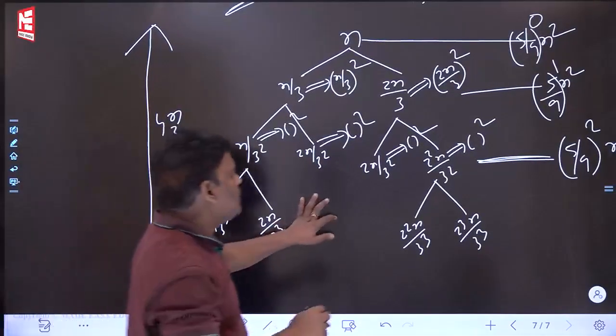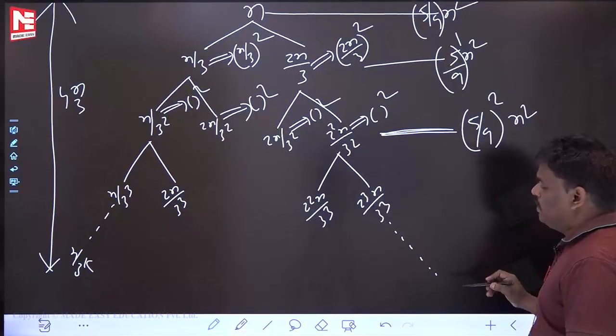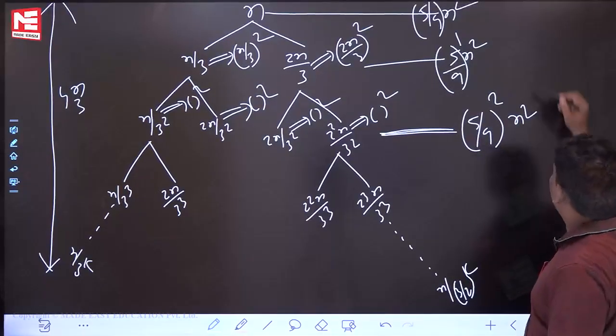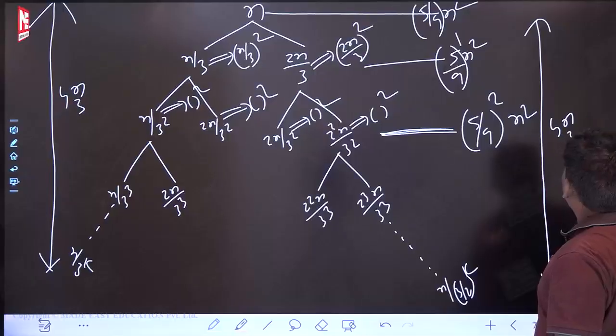Next one. Right, always multiply by 2 by 3, so divide by 3 by 2. So n by (3 by 2) whole power k. Can you say what is the k value on the right side? What is the answer? Log n base 3 by 2.